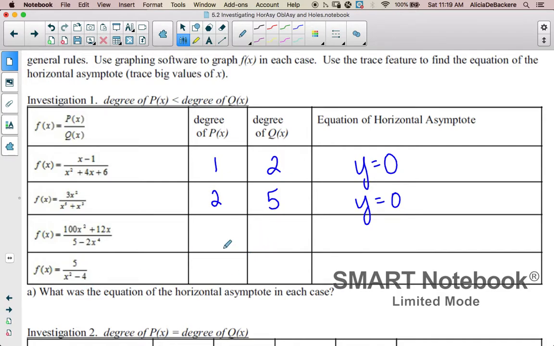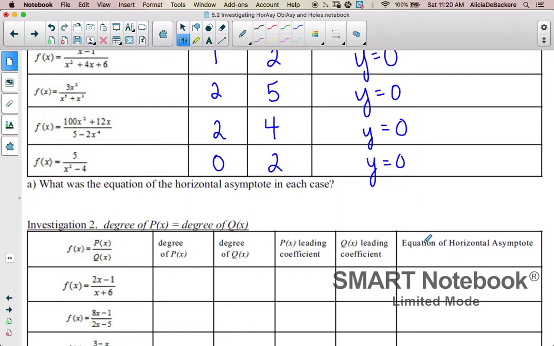Okay, welcome back from Desmos. Hopefully you found that this one has a degree of 2 in the numerator and the denominator has a degree of 4, that is an exponent 2 and an exponent 4. And then in the bottom one here, we have a degree of 0 on the top, right? There's no x term at all, it's an x to the power of 0. And then in the denominator, a degree of 2. And for both of these graphs, you should have also found that there was a horizontal asymptote at y equals 0. So our summary for this investigation, what was the equation of the horizontal asymptote in each case? It was y equals 0.